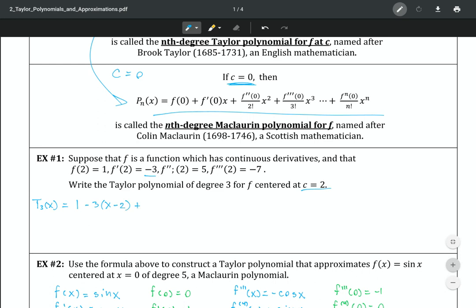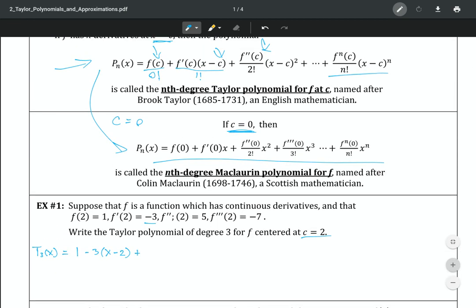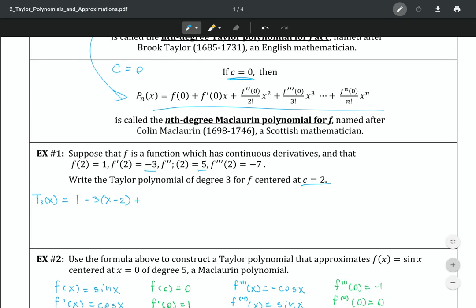Plus, now we have f double prime, and you can see that up here. Well, f double prime of c, which in our case is 5, times x minus c, which is x minus 2, squared, all over 2 factorial. And then plus, in this case, negative 7, so I'm going to write that as minus 7 times x minus 2 to the third power all over 3 factorial.